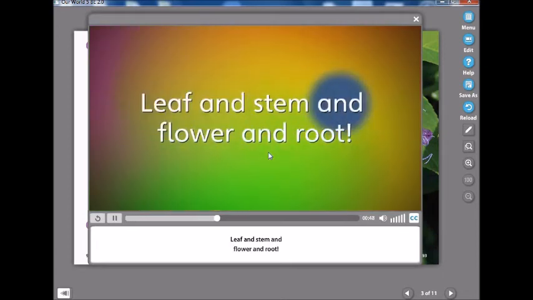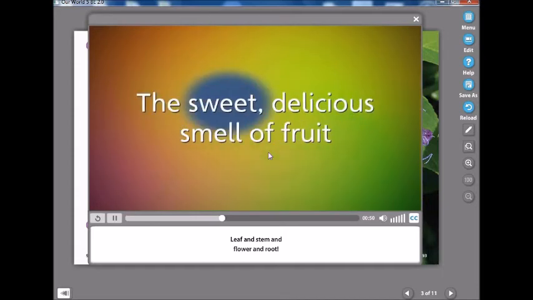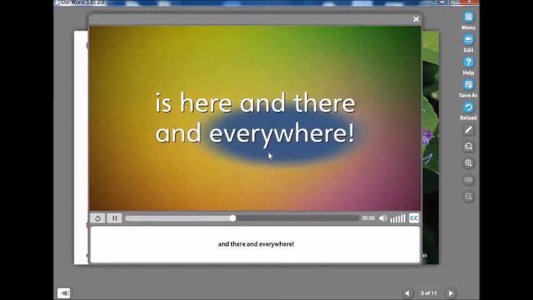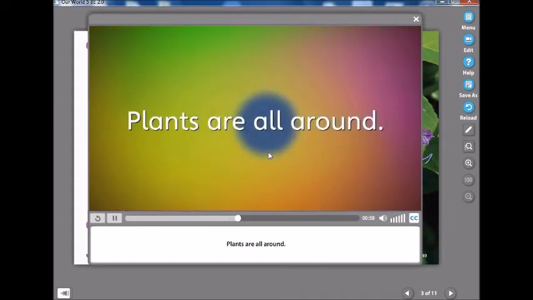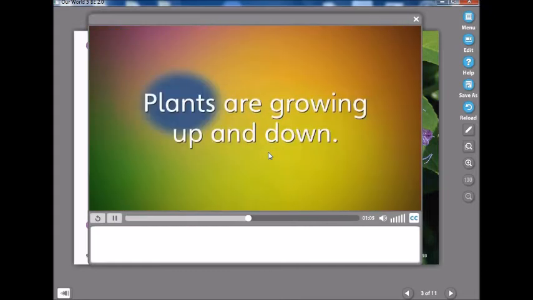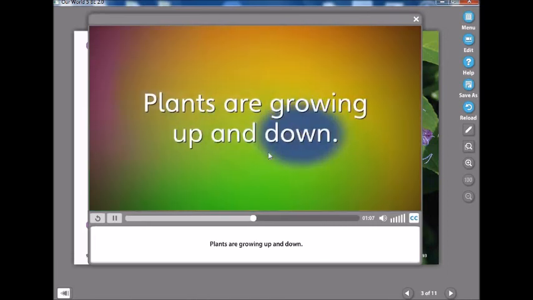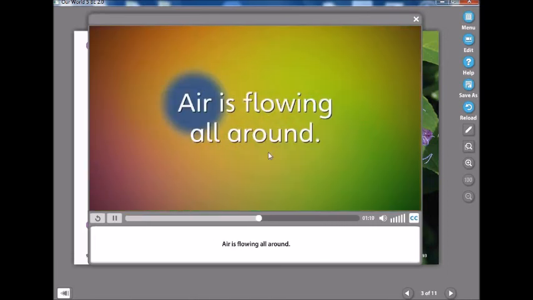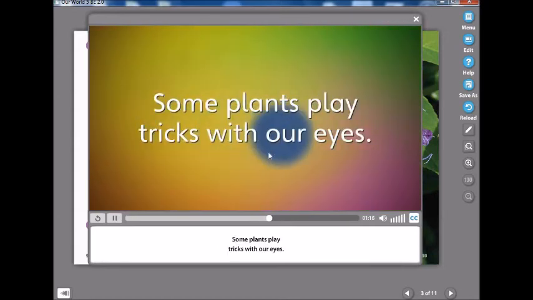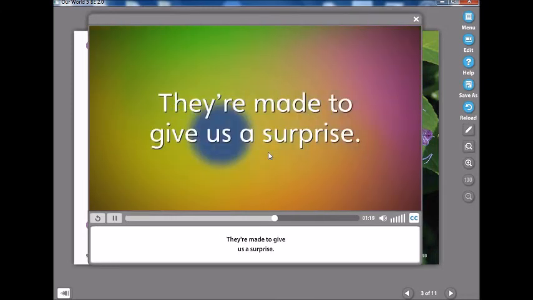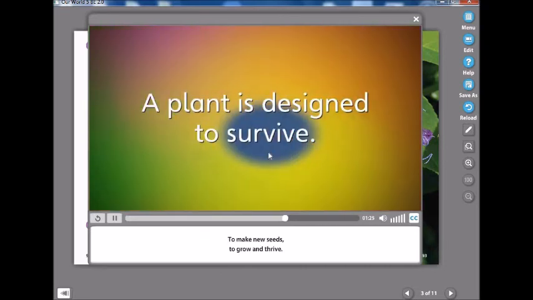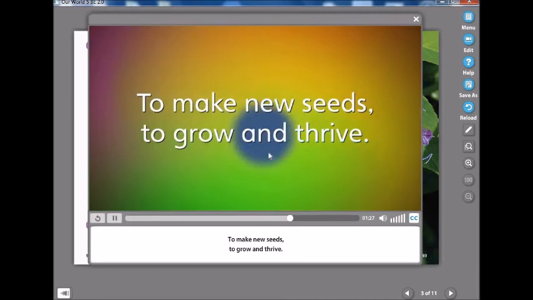Leaf and stem and flower and root, the sweet, delicious smell of fruit is here and there and everywhere. Plants are all around. Plants are growing up and down. Air is flowing all around. Some plants play tricks with our eyes. They're made to give us a surprise. A plant is designed to survive, to make new seeds, to grow and thrive.